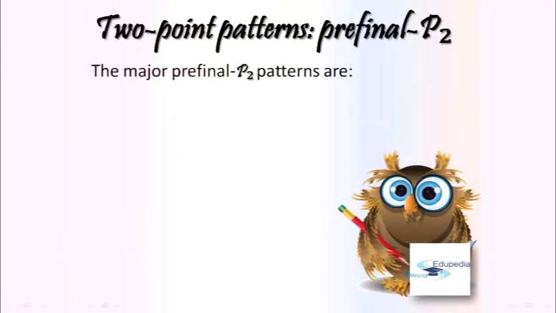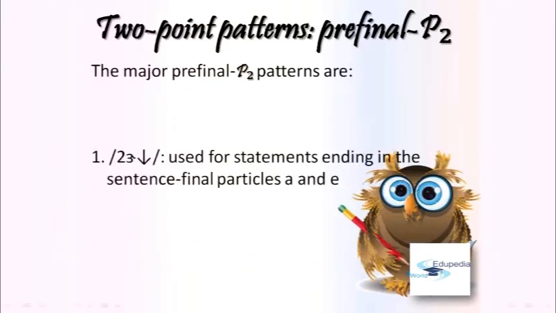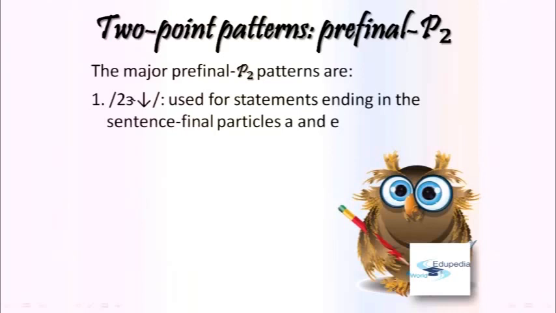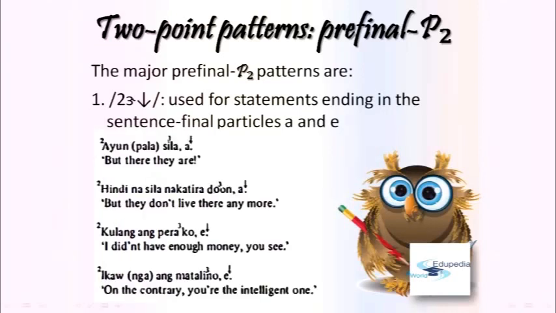The major prefinal pitch point patterns we have, first, 2-a down, used for statements ending in the sentence final particles a and e. For example, we have first, ayun pala sila ah. Ayun pala sila ah. But there they are. Second, hindi na sila nakatira doon ah. Hindi na sila nakatira doon ah. But they don't live there anymore.